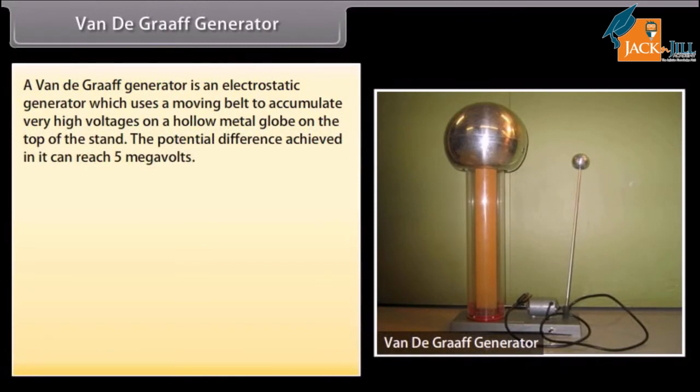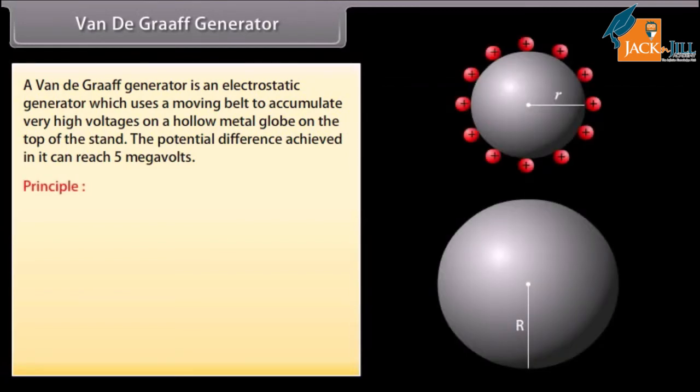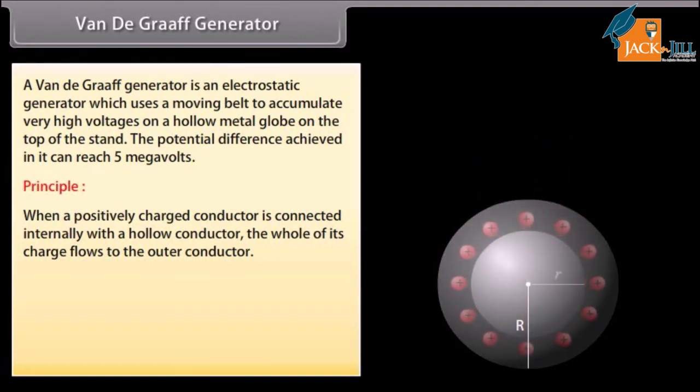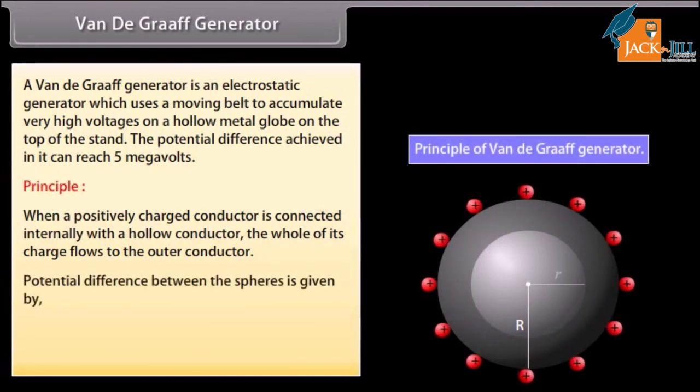Van de Graaff generator. A Van de Graaff generator is an electrostatic generator which uses a moving belt to accumulate very high voltages on a hollow metal globe on the top of the stand. The potential difference achieved in it can reach 5 megavolts. Principle: when a positively charged conductor is connected internally with a hollow conductor, the whole of its charge flows to the outer conductor. Potential difference between the spheres is given by V(R) minus V(r) is equal to Q upon 4 pi epsilon naught multiplied by 1 by r minus 1 by R.